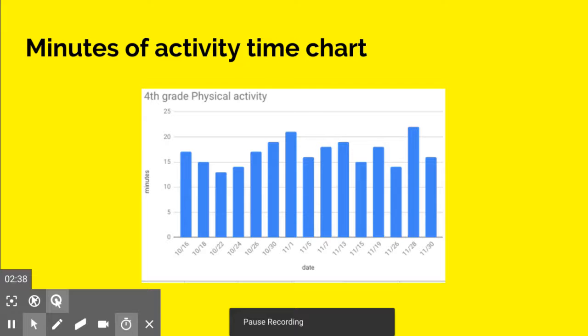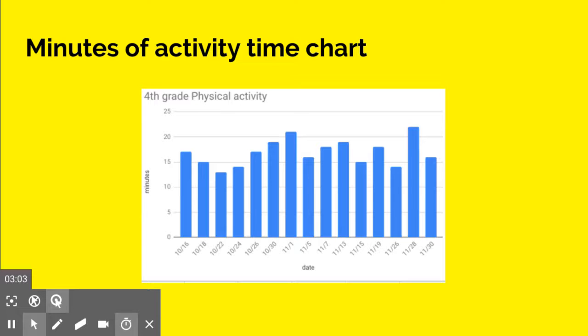So on this slide is just a chart form of the minutes of activity for each class, kind of like what I talked about on the previous slide. There's only 2 classes that the students were engaged for more than 20 minutes, which was on 11-1 and then on 11-28.